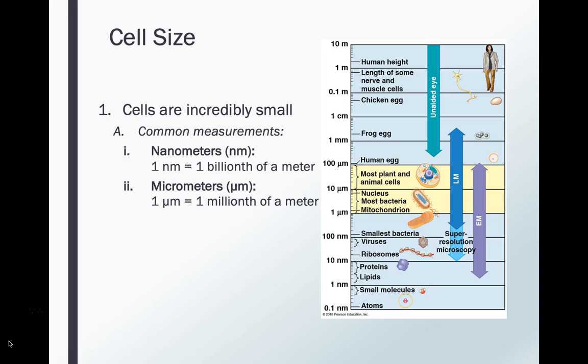So cells are often measured in something called a nanometer, which is a billionth of a meter, or a micrometer, which is slightly larger, which is a millionth of a meter. So that gives you a little bit of an indication as to the size that we're looking at. Plant and animal cells range from roughly 10 to 100 micrometers. So they're very, very tiny.